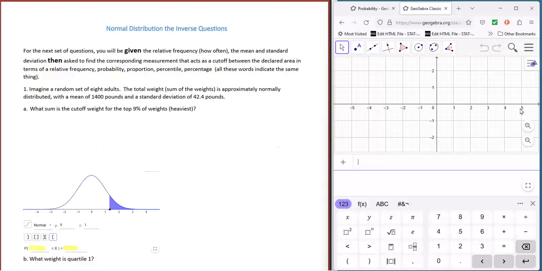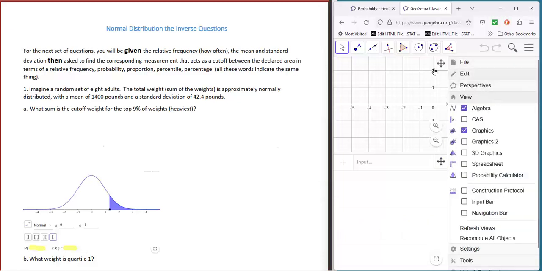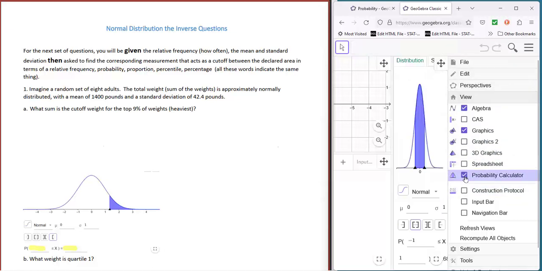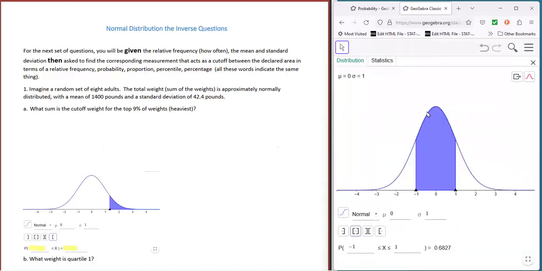When you first do this, depending on your setting, you'll get this screen. Some of you may get another pop-up that says probability, but in either case, if that disappears or it's not there, you just go to these three lines called the hamburger, go to view. Sometimes when you open this up, view is already available. I'm going to select probability calculator and deselect algebra and graphics, and you can also deselect by hitting the little X mark on the screen. Once I do that, I have exactly what I wanted and I'm ready to go.